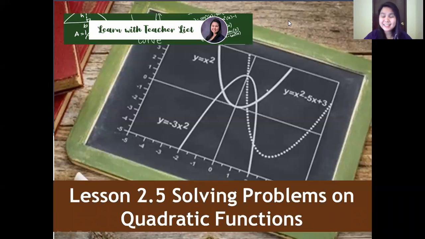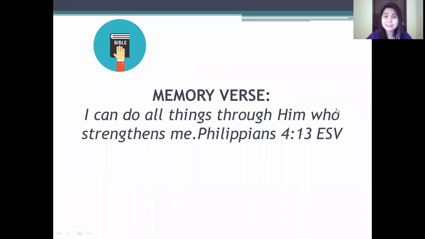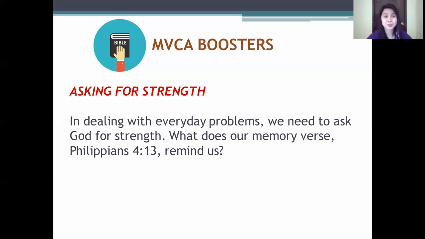To start with, let's recite today's memory verse. Today's memory verse is found in Philippians 4, verse 13. It says, I can do all things through Christ, who strengthens me. And in terms of problem solving, your MVCA boosters is also related to this, asking for strength. In dealing with everyday problems, we need to ask God for strength. What does our memory verse in Philippians 4, verse 13 remind us? You'll have a very brief reflection on that one.